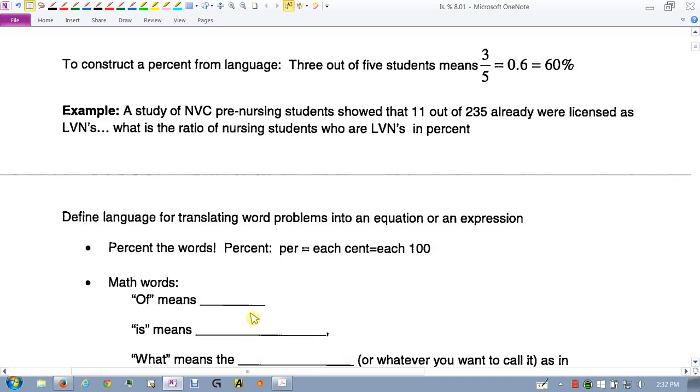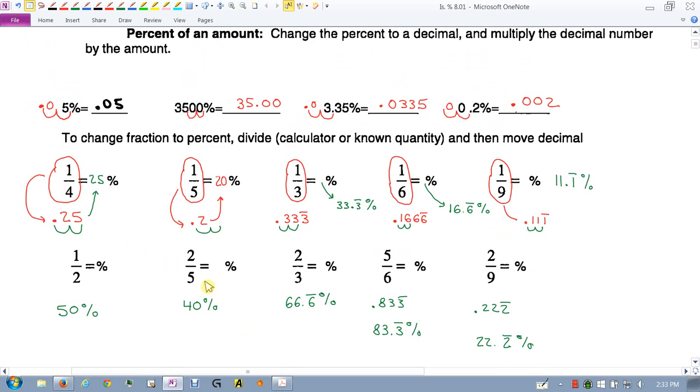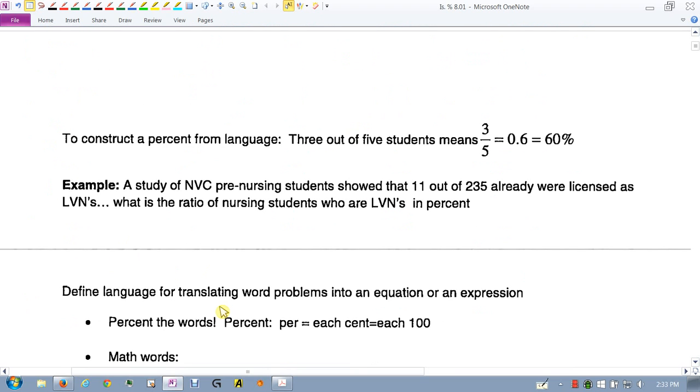All right. So this was all just working with decimals and fractions and percentages. Now we want to look at some translation from word problems into equations with percentages and fractions. We know how to work with them. Now let's see how we use them. To construct a percentage from language, 3 out of 5 students means 3 divided by 5, right? 3 of 5, which as a decimal, we divide on our calculator, get 0.6, and as a percentage is 60%.